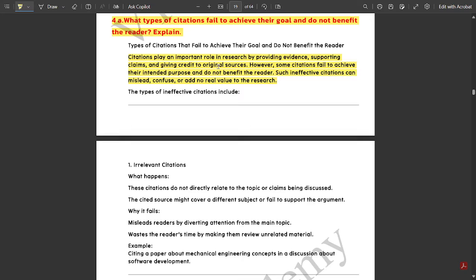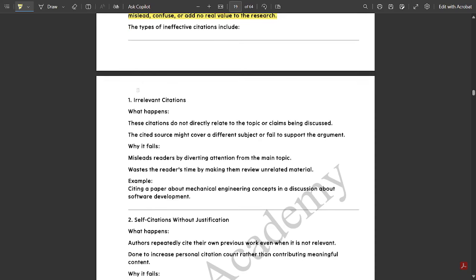However, some citations fail to achieve their intended purpose and do not benefit the reader. Such ineffective citations can mislead or confuse or add no real value to the research. The types of ineffective citations include irrelevant citations.